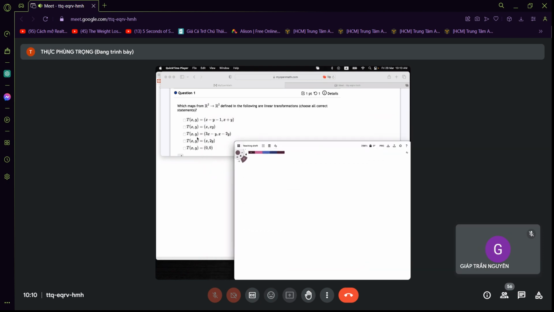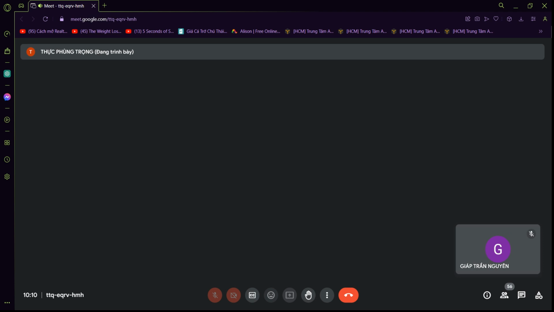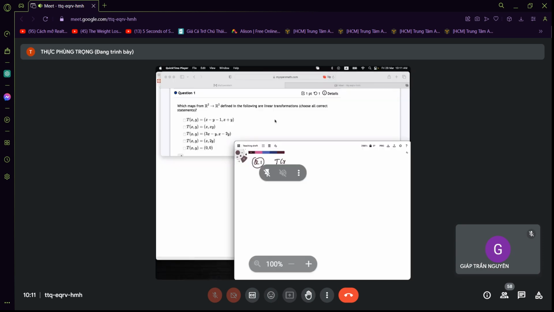So in here we have some functions, or you may say some maps from R2 to R2. The question is, which ones are linear transformations? A short answer to this question is that if you see a map given by this formula, you have a linear transformation. In fact, a linear transformation from R2 to R2 must be given by this formula.